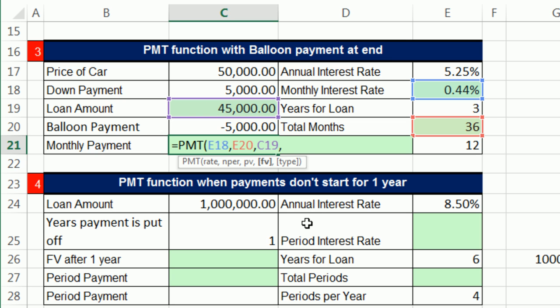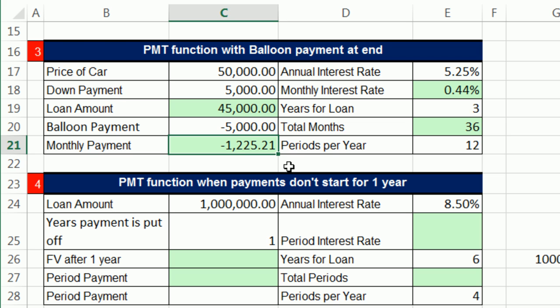Now, at the very end of the loan, from your point of view, do you have to pay $5,000 to the bank? Yes, you do. So that's why it's negative. When we borrowed the money, this $45,000 was coming into our wallet, even though it immediately went out. At the end, we're paying $5,000 to the bank, so that's why we put it as a minus. The last argument, the default is end of the period, and that's what type of loan this is.